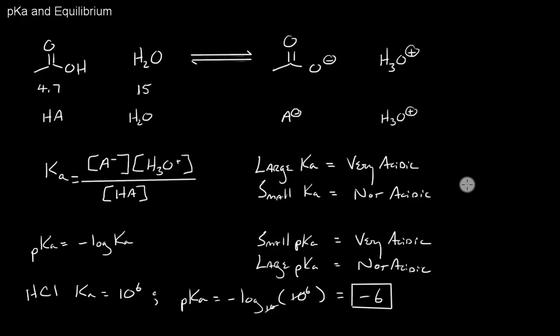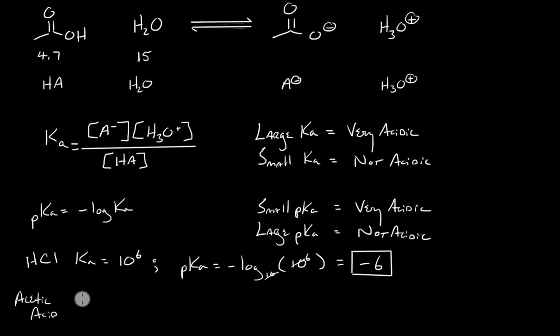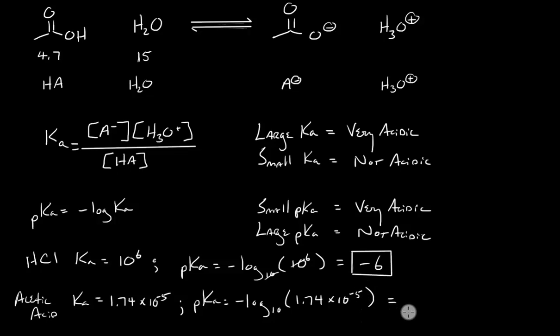So what we've just done is tried to relate Ka to pKa. So acetic acid, if you look in the literature, its Ka, or equilibrium constant, is 1.74 times 10 to the -5. Okay, so then its pKa is going to be equal to negative log base 10 of 1.74 times 10 to the -5. And then if you actually do the math on your calculator, you'll find the pKa is 4.7.